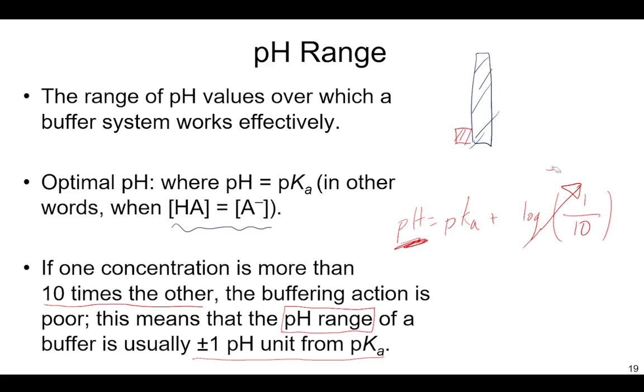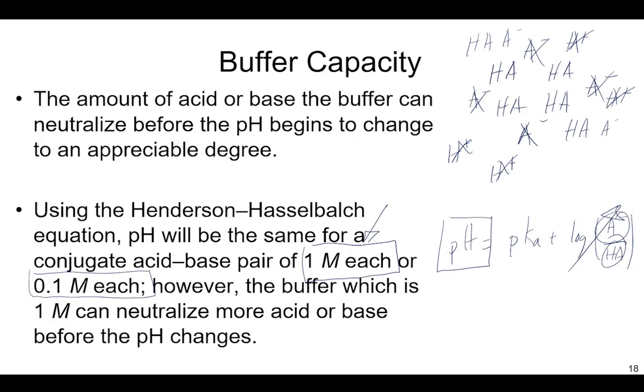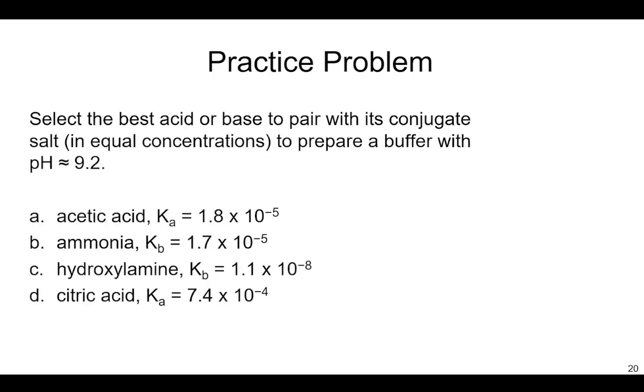Okay, from your best case scenario of both of these being in a 1-to-1 arrangement, where log of 1 is 0, that's where you're at equal values of your acid and base and the optimal pH. So your pH is going to range plus or minus 1 from that optimal pH where your buffer is still going to be able to buffer. All right, so that's pH range and buffer capacity.